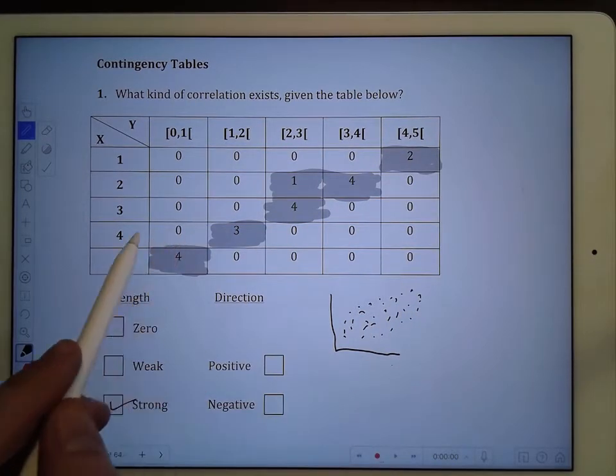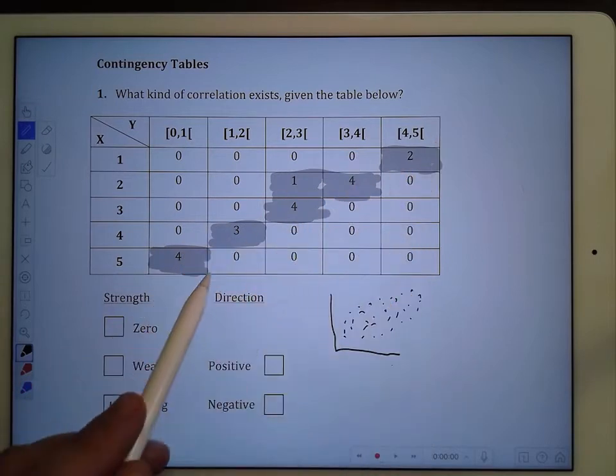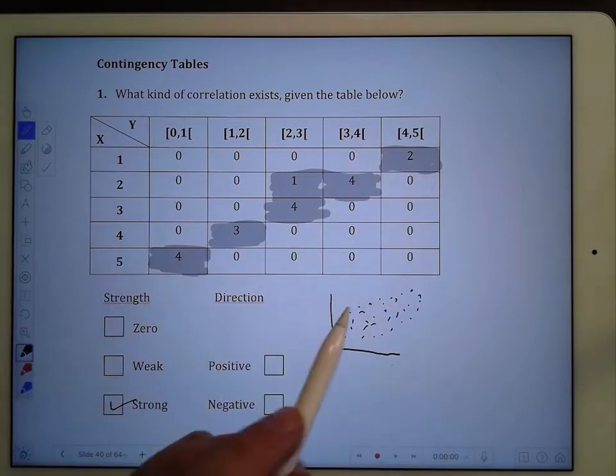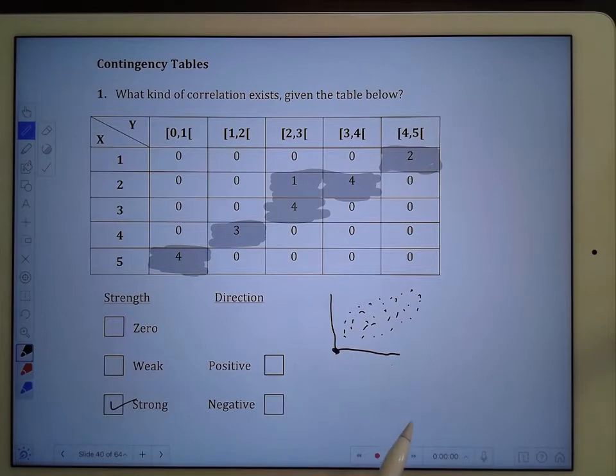And you might be tempted to call this then a positive correlation, but you need to remember that on a scatter plot, the origin's down here in the bottom left corner, whereas on a contingency table, it's up here in the top left corner, which means that it's been turned.